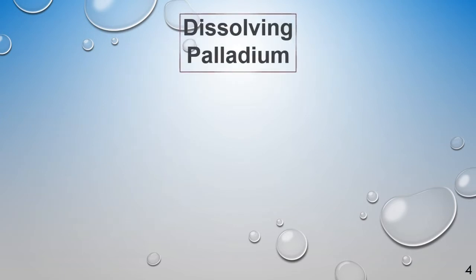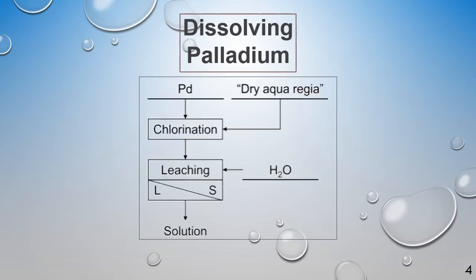The first step, palladium dissolving. As the figure shows, palladium can be dissolved by reacting with aqua regia, then by doing some leaching, we get PdCl4 with oxidation state of -2.